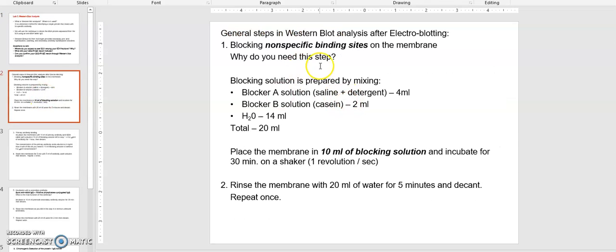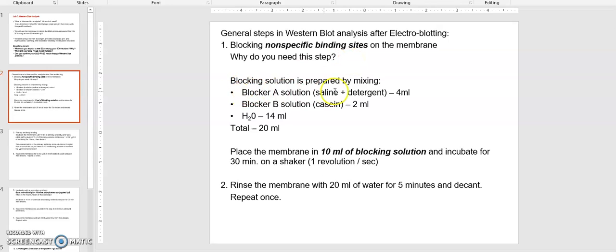So process-wise, last lab, not only did you do the SDS-PAGE, at the end you also did the electroblotting, meaning you transferred the proteins from the SDS-PAGE gel to a membrane, using electric current. After that, the first thing you need to do is blocking of non-specific binding sites that exist on the surface of the membrane. So how are you going to do this?